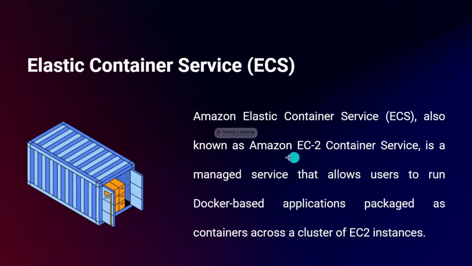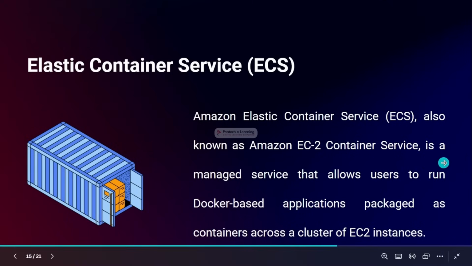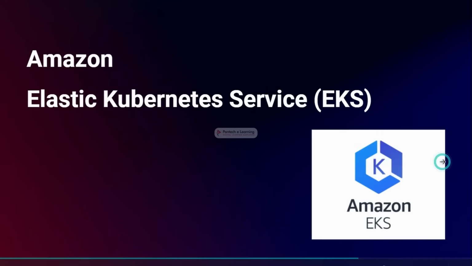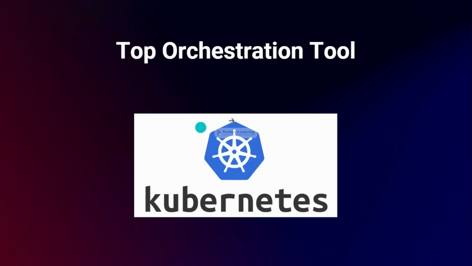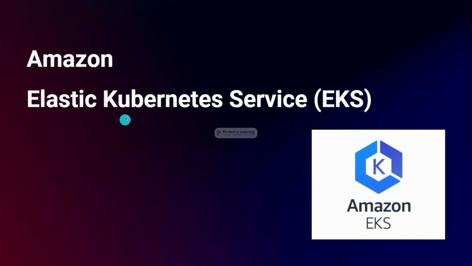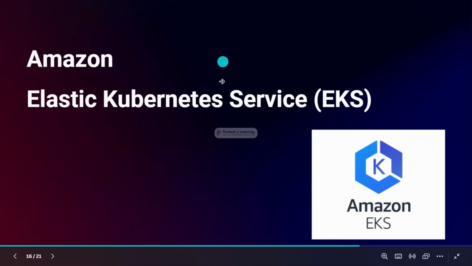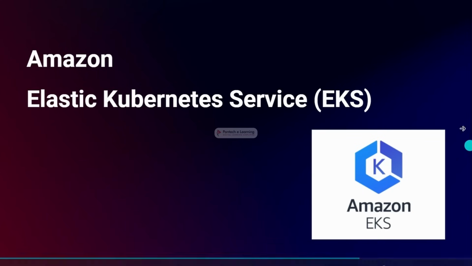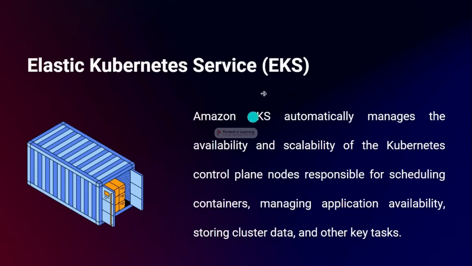It is a managed service that allows you to run Docker based applications packaged as containers across a cluster of EC2 instances. For Kubernetes, it's the same Kubernetes, this tool for orchestration, but for the AWS environment, they have managed to create something known as Amazon EKS, the same Kubernetes, but for AWS. So it's for container orchestration and that task.